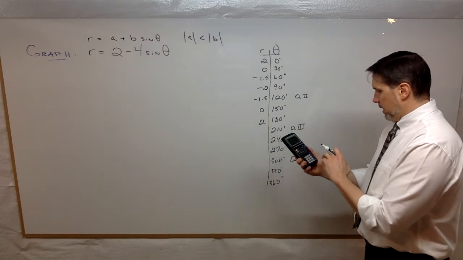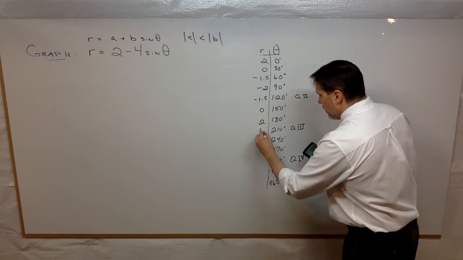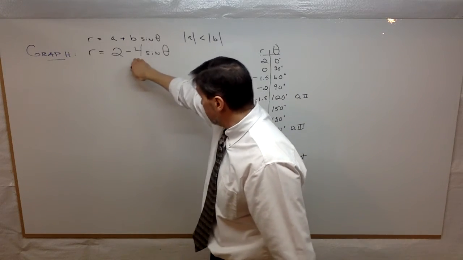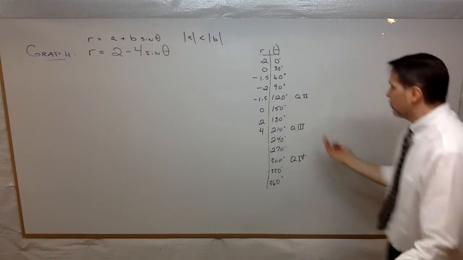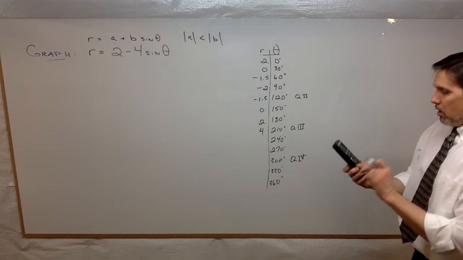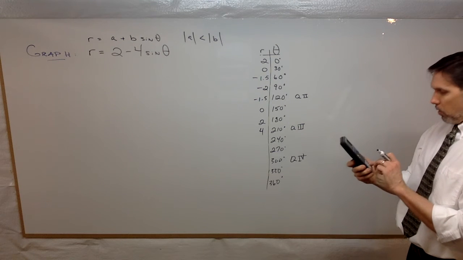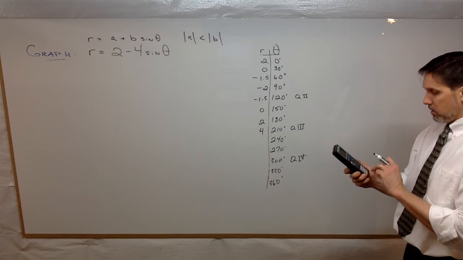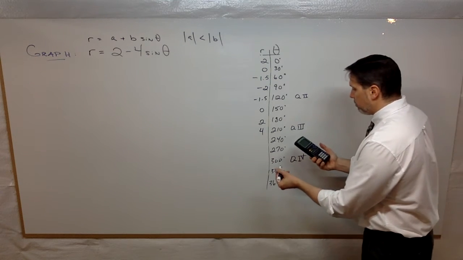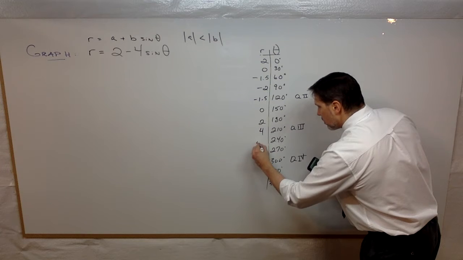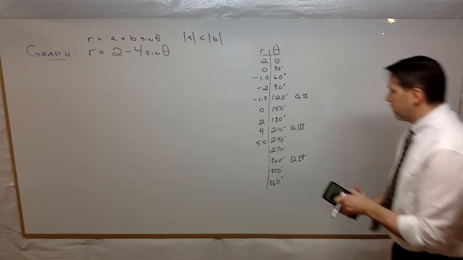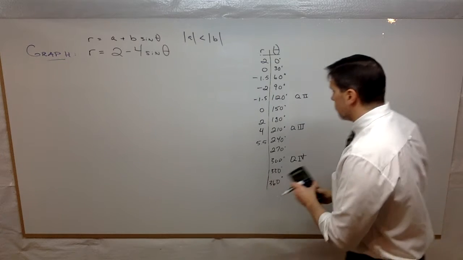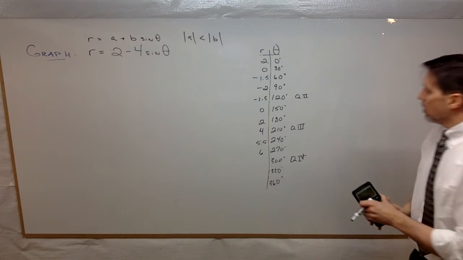Wait, that's negative 1/2. I guess I could have done that one. That one comes out nice. 210, reference of 30, so that's negative 1/2 times negative 4 is positive 2. 2 plus 2 is 4. Shame on me. All right, 2 minus 4 sine of 240. That's going to be a different one. That's 5.5-ish. 270 is negative 1, so that's positive 4 plus 2 puts us at 6.